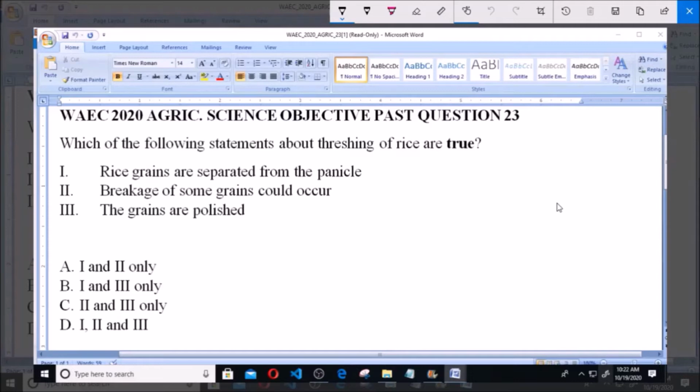Which of the following statements about threshing of rice are true? You have three statements. 1. Rice grains are separated from the panicle. 2. Breakage of some grains could occur. 3. The grains are polished. So option A, 1 and 2 only. B, 1 and 3 only. C, 3 and 2 only. D, 1, 2 and 3. Now I ask what is true about threshing of rice.